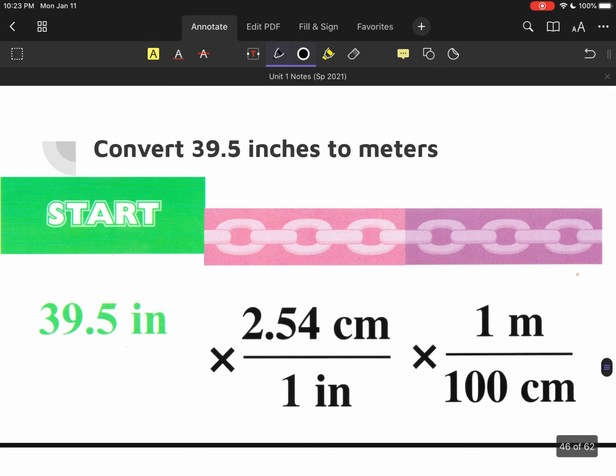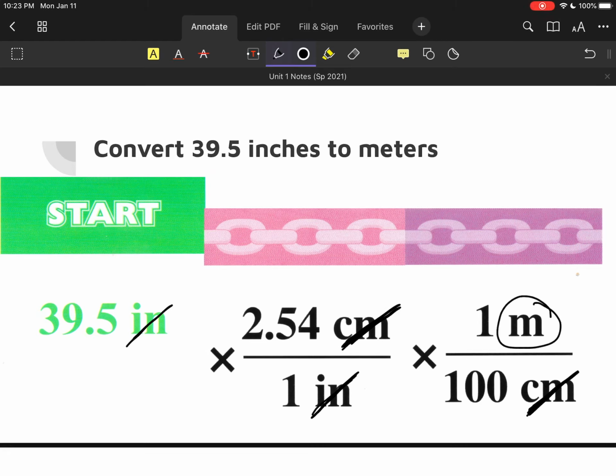So let's see what the next card says. Again, I've crossed out inches. And then notice now I have a card that's going to convert me into meters. So I have centimeters and meters. 100 centimeters is in 1 meter. So now I can cancel out my centimeters.